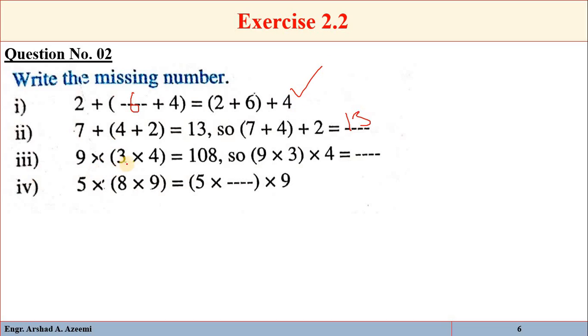9 multiplied by 3 multiplied by 4 is equal to 108. So 9 multiplied by 3 multiplied by 4 will also be equal to 108. So this is the associative property with respect to multiplication. Again, 5 multiplied by 8 multiplied by 9, so here we will have 5 multiplied by 8 multiplied by 9. So again this is the associative property with respect to multiplication.